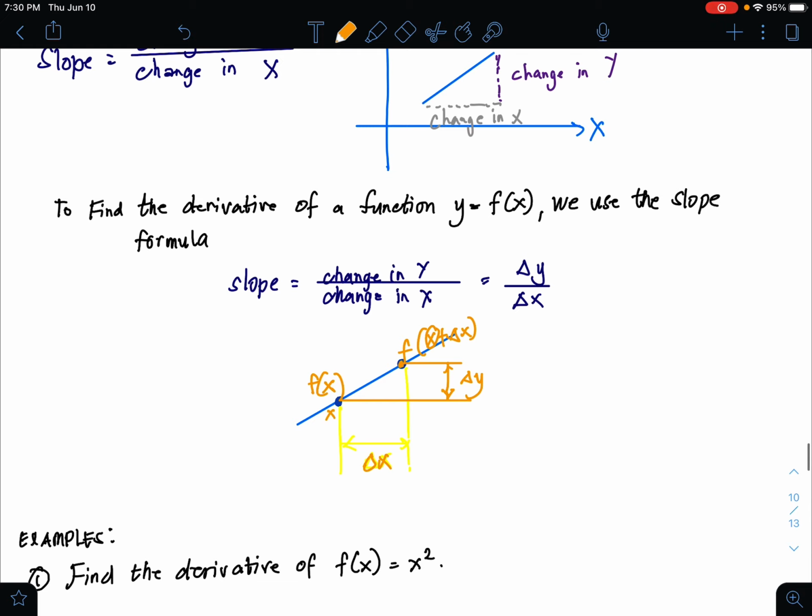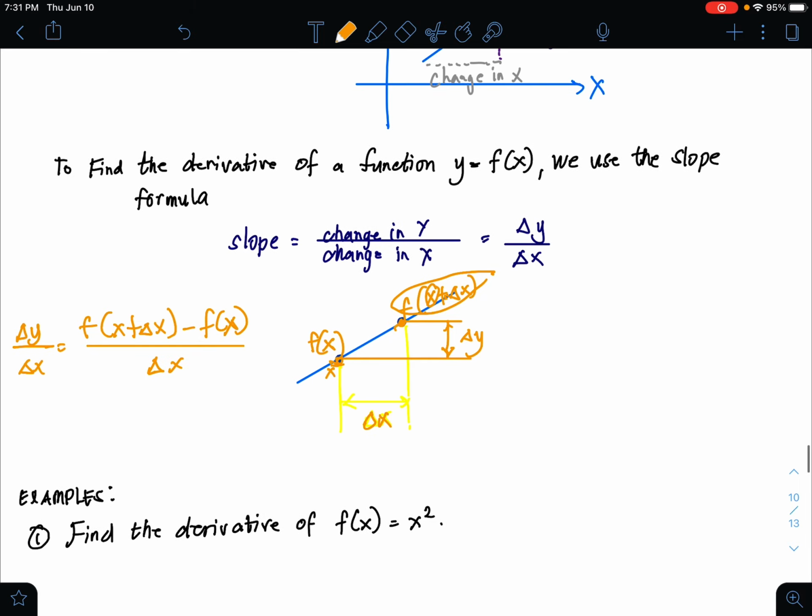Okay? Therefore, to find the derivative of a function, that simply means the change in y over change in x. So what is the change in y? The change in y is f of x plus delta x minus our function f of x. So that is the change in y, all over delta x. So you just have to remember this right here.